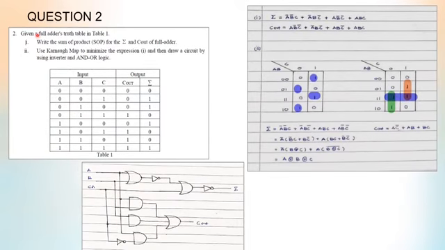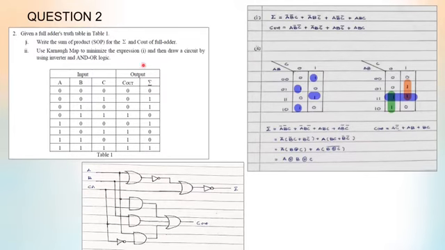Question 2. Given a full adder truth table in figure 1, write the sum of product SOP for the sum and C out operator. So we need to write the sum of product of the sum and C out of the full adder, based on this truth table of the full adder. From this truth table, we need to find the SOP.